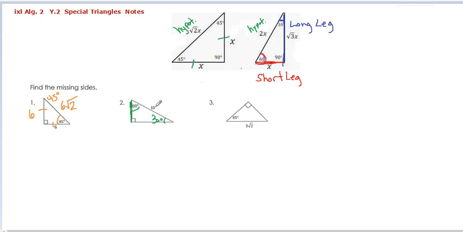So since the hypotenuse is 10, then the short leg is going to be half of that, 10 divided by 2, which is 5. Now, since we know that the short leg is 5 units long, it's going to be easier to find the long leg. So it's going to be 5 times the square root of 3. All right.